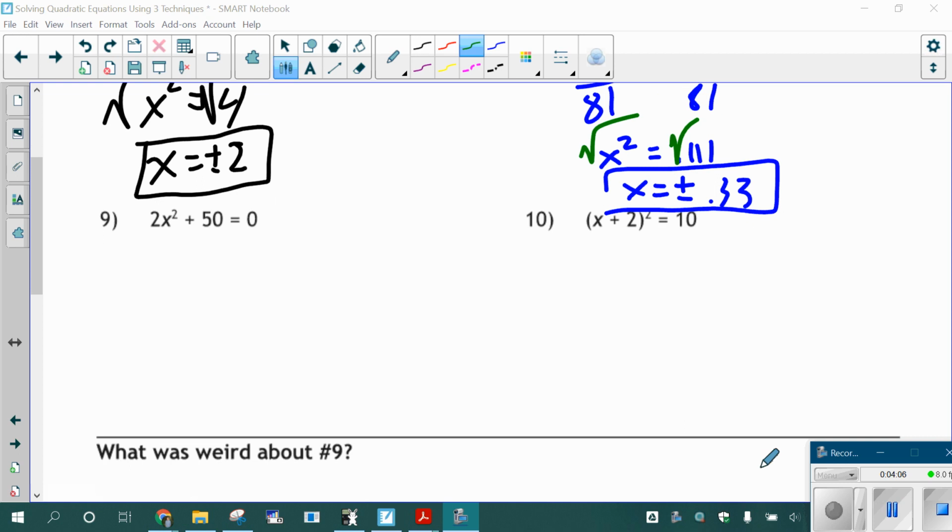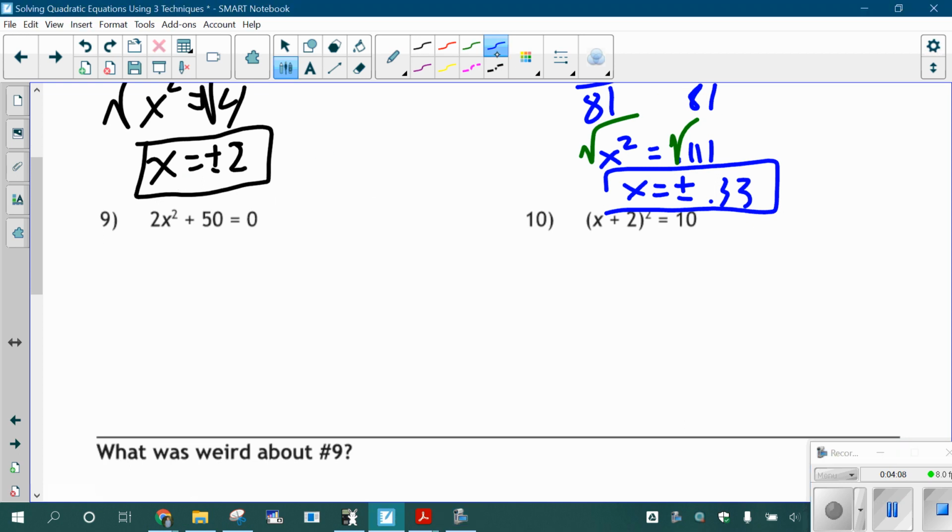Let's solve number 9 together. So I'm going to get the squared thing by itself. I'm going to subtract 50 from both sides. I got 2x squared equals negative 50. Divide both sides by 2. X squared equals negative 25.